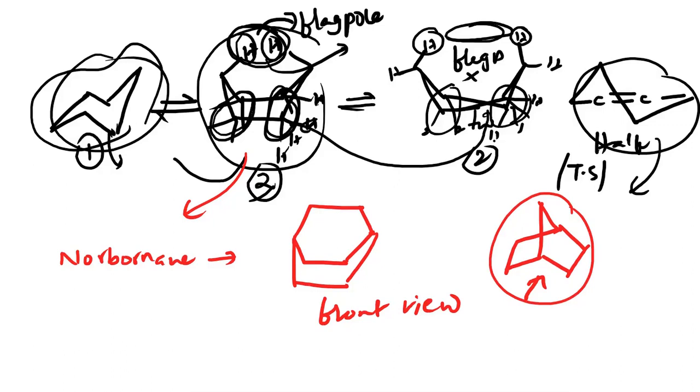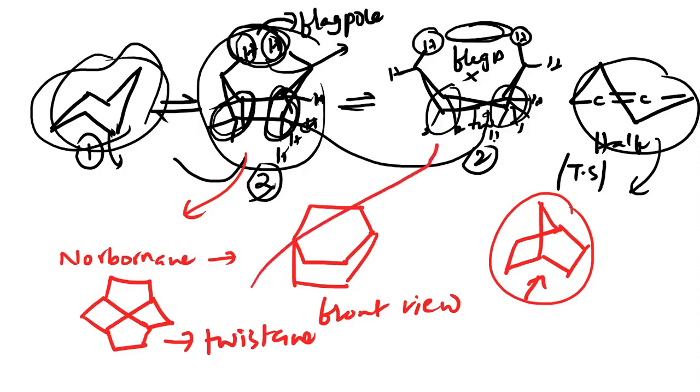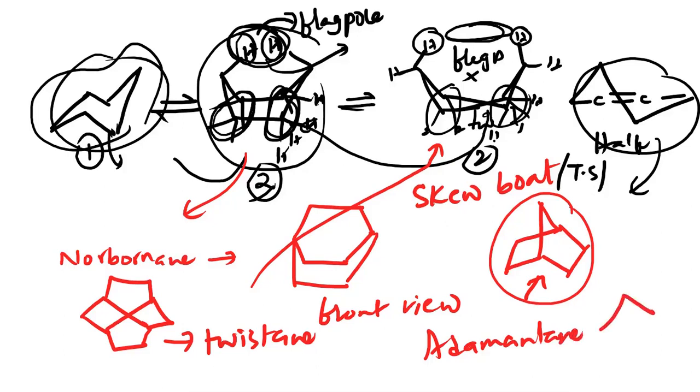Now, can you give the example for twisted boat? Here, the example for the twisted boat is this. We can call it twistane. Twistane is the example for twisted boat or skew boat structure. Now, can you give the example for chair conformation? Adamantane. Just take it. Adamantane is the example of chair conformation. So, this is the structure of it. So, these are the typical examples for it.